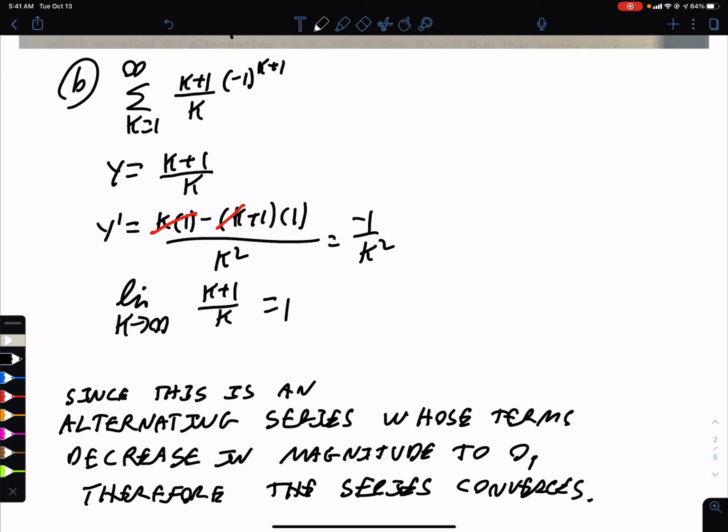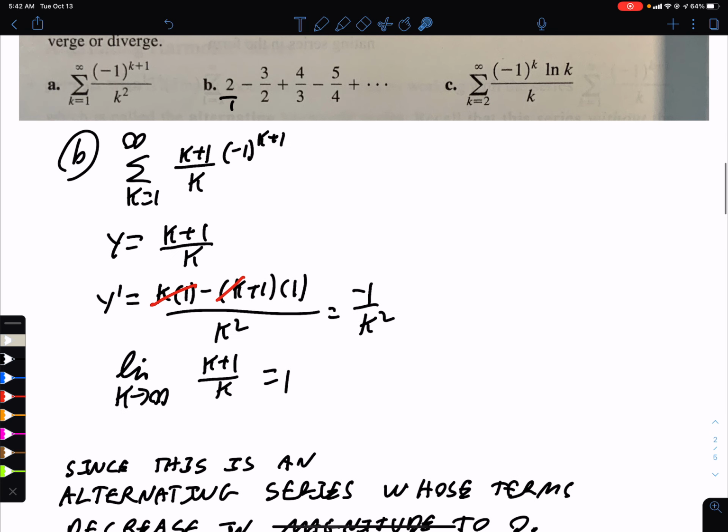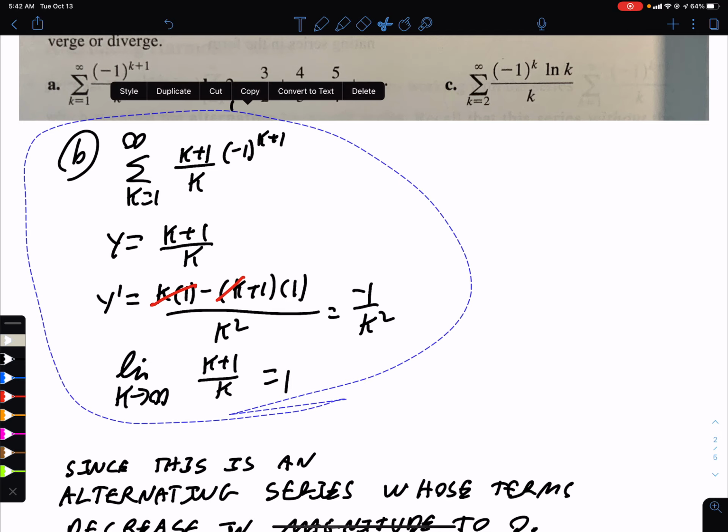So we know this thing diverges. Even by the divergence test, since the terms don't approach 0, we know it diverges. So it fails that one. Let's go to C. Let me get rid of all that.